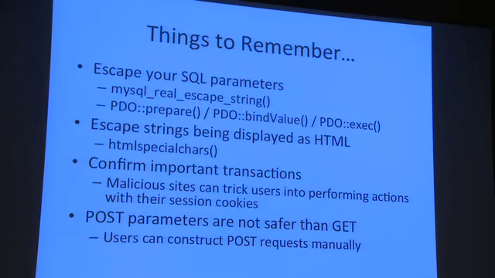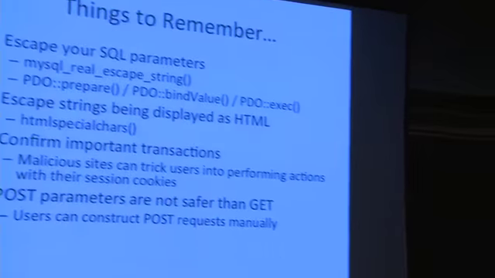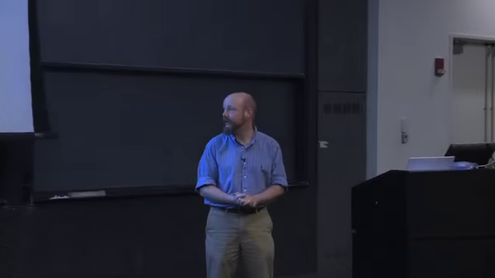Anytime you're going to display something as HTML, you should escape that as well. So use your HTML special chars. You should confirm important transactions. So here we were able to buy stock. As David's talked about in class, Amazon requires you to authenticate again. Other sites use CAPTCHA, things like that. You should look for ways to prevent these malicious sites from tricking the user into performing an action using an existing session cookie. And the last one I wanted to point out is that post parameters are definitely not necessarily any safer than get. It adds a slight layer of inconvenience, but anyone who's really trying to get into your site using these parameters can readily construct a post request manually.